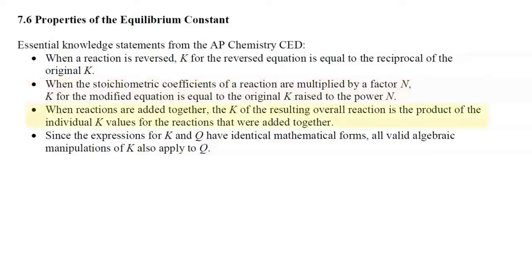When reactions are added together, the K of the resulting overall reaction is the product of the individual K values for the reactions that were added together. Since the expressions for the equilibrium constant K and the reaction quotient Q have identical mathematical forms, all valid algebraic manipulations of K also apply to Q.